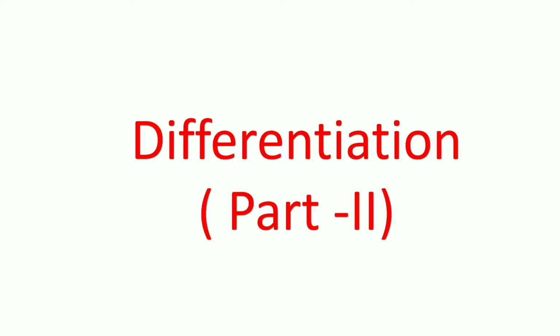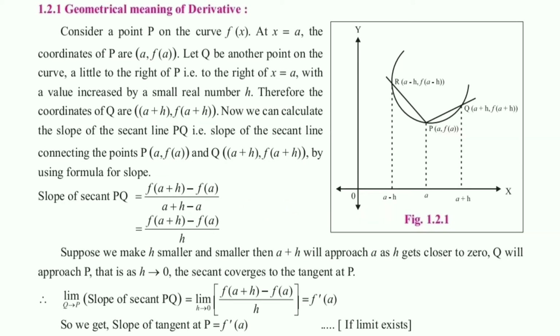My today's topic is Differentiation Part II. Geometrical meaning of derivative. Consider a point P on the curve f of x. At x equal to a, the coordinates of P are (a, f of a). Let Q be another point on the curve a little to the right of P, that is to the right of x equals a, with a value increased by a small real number h. Therefore, the coordinates of Q are (a plus h, f of a plus h).